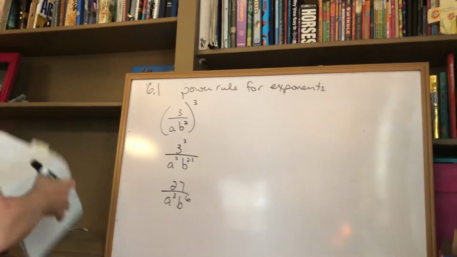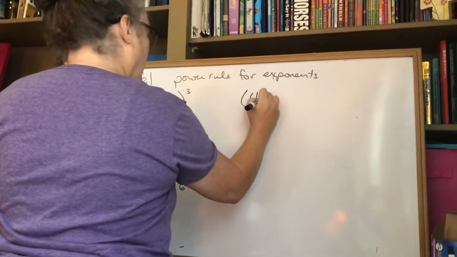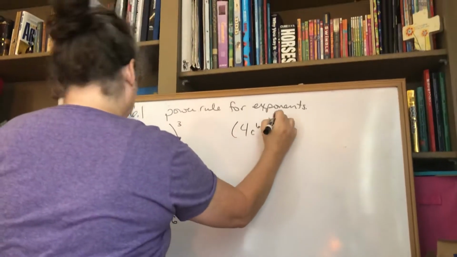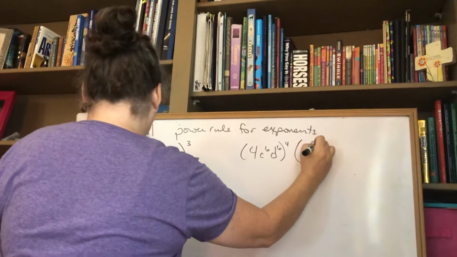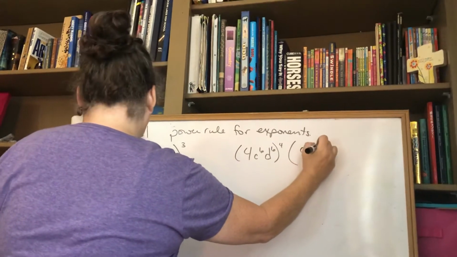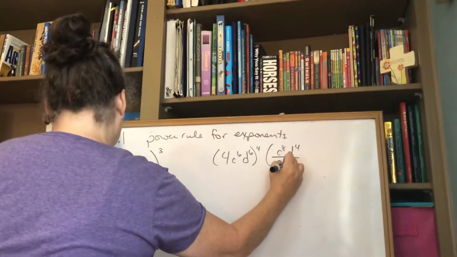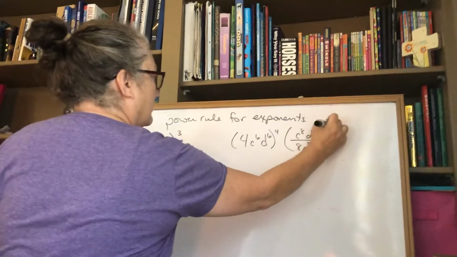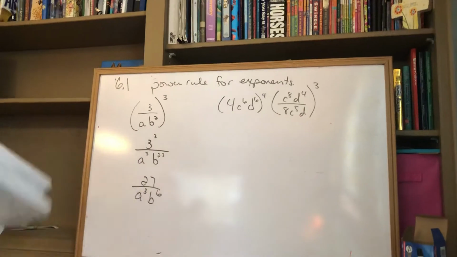Okay, let's bump it up a notch and get a little bit harder problem here. 4c to the 6th, d to the 6th, raised to the 4th, times c to the 8th, d to the 4th, raised to the 3rd, over 8c to the 5th d, raised to the 3rd. Okay, this one's a lot harder. We're combining all of our stuff that we've learned so far.